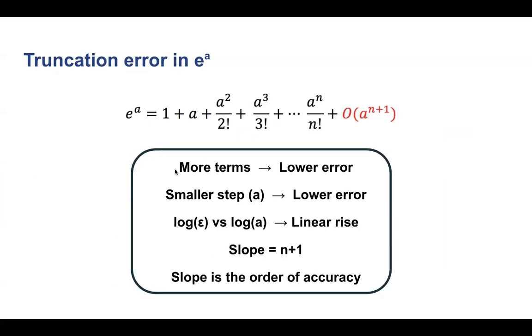So these are the conclusions that we make. More number of terms, lower is the error. Smaller is the step size, lower is the error. Plot the log of error versus the log of the step size, here the step size is h itself. We get a linear curve, and the slope will give you n plus 1. The slope gives you the order of accuracy of that particular method.